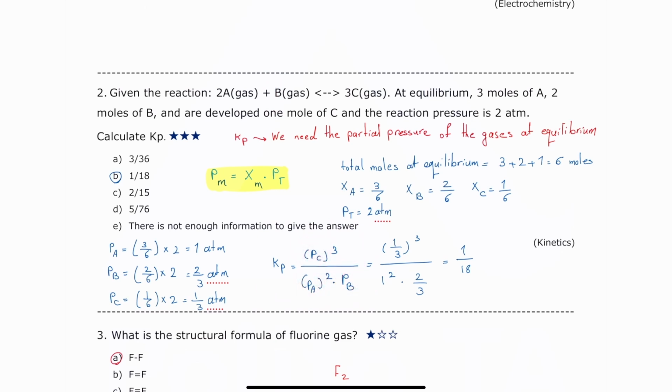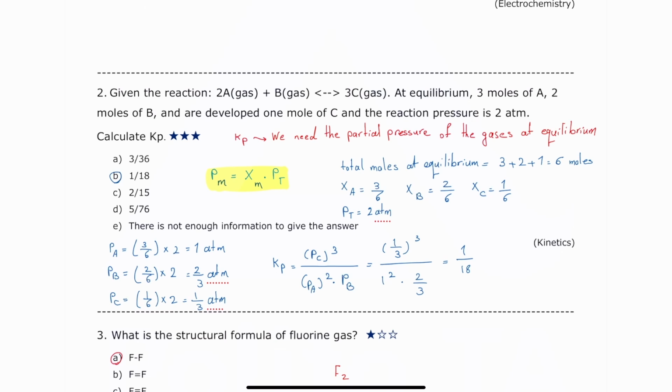We need to review the partial pressure formula. Partial pressure of a generic gas M would be the mole fraction of M times the total pressure. And here we are given the total pressure of 2 atmosphere. Therefore, we just need to find the mole fraction for each of the gases. We have A, B, and C, with 3 moles of A, 2 moles of B, and 1 mole of C. So in total, we have 6 moles. Therefore, X of A would be 3 over 6, X of B would be 2 over 6, and X of C would be 1 over 6. This is the mole fraction of the gases.